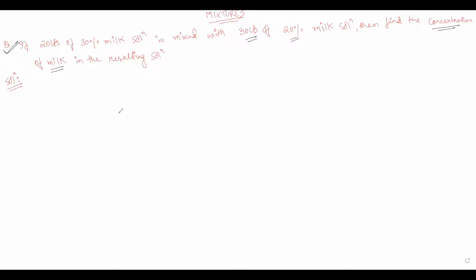So in such kind of cases, we can directly use the concept of weighted average. So the concentration of milk can be simply written as 20 times 30% concentrated solution plus 30 times 20% concentrated solution upon the total quantity, which would be 20 plus 30. So if you calculate this, this would be 24%. So that means when 20 liters of 30% concentrated solution is mixed with 30 liters of 20% concentrated solution, the concentration of milk in the resulting solution is 24%.